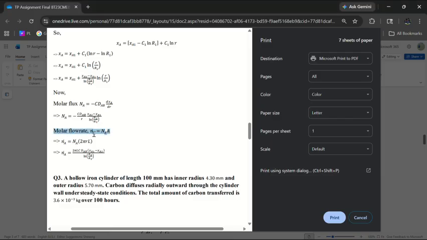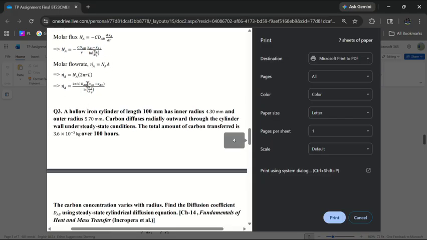Now the molar flow rate, denoted by Na, is equal to the molar flux into the area, as we know, and the area perpendicular to the direction of mass transfer is 2 pi R. So we get this as the final result.